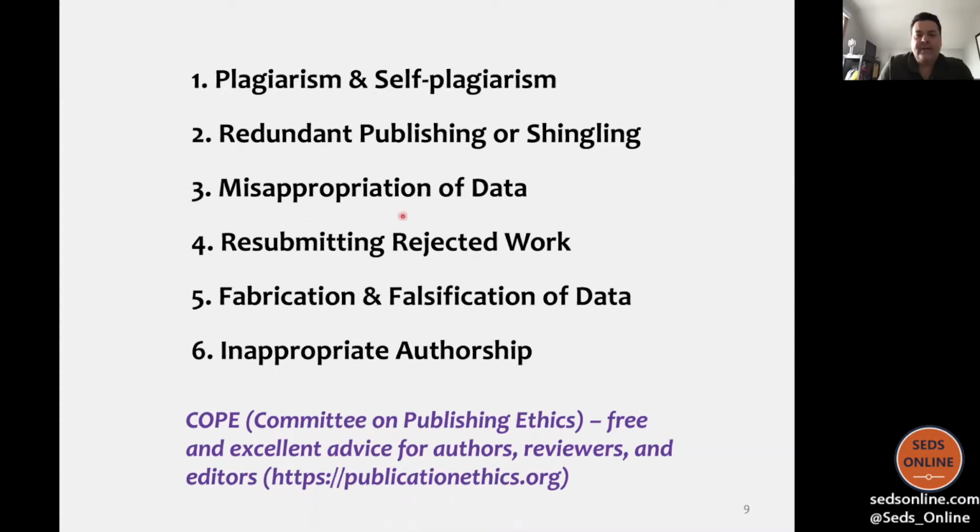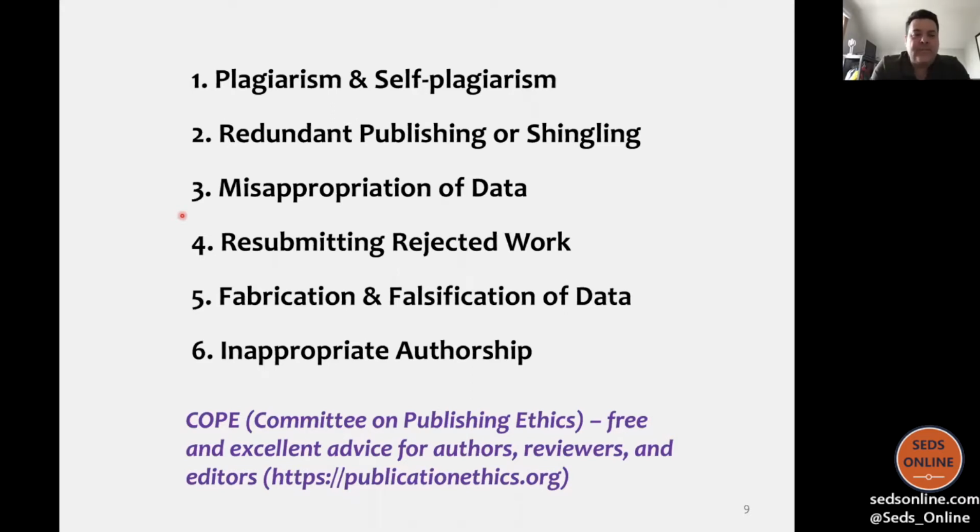Resubmitting rejected work. No, look, it's okay to resubmit a rejected paper to another journal as long as you disclose that information to the chief editor of the journal that you're resubmitting the work to. And sometimes it's even useful to highlight how you've changed that work. But taking a paper that was rejected and simply submitting it to another journal is frowned upon.